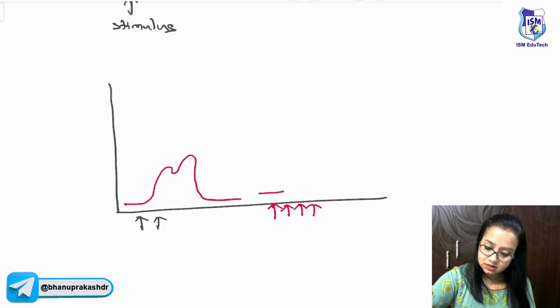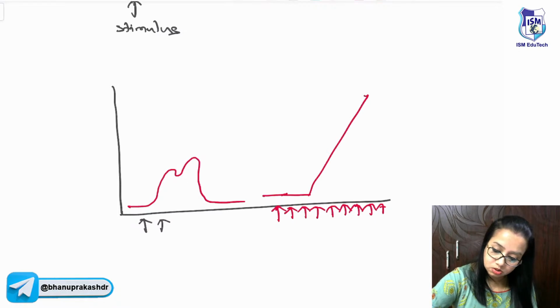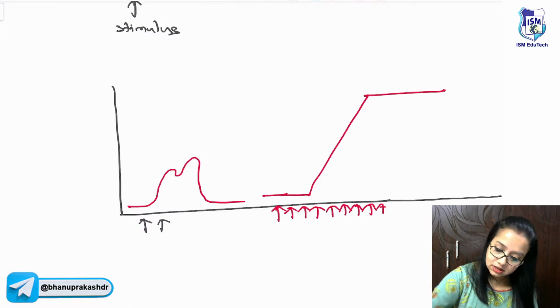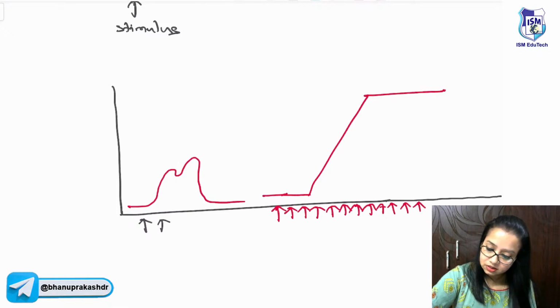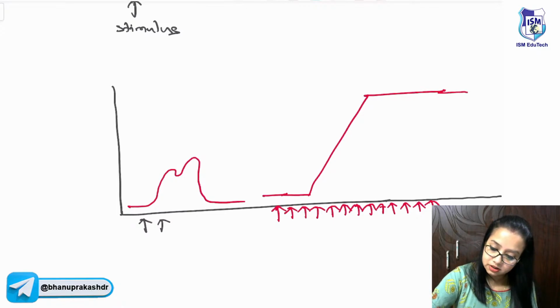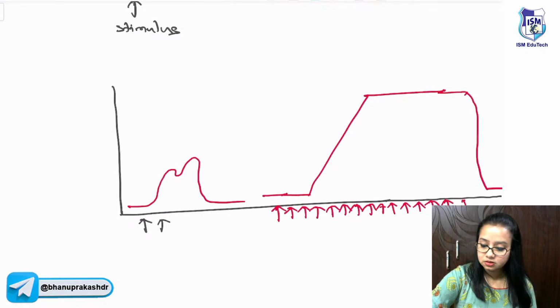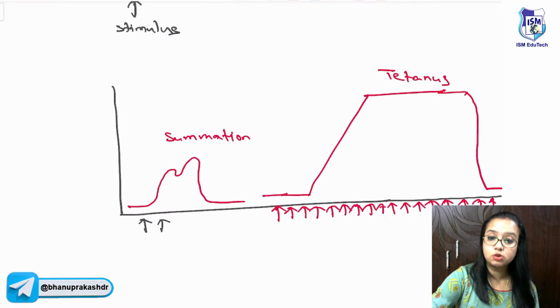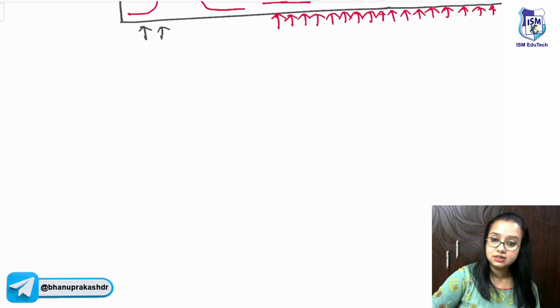Then the muscle fiber may just go into tetanus. If constant repeated stimulus is given, it may just go into tetanus, and for a prolonged period of time there may be contraction until it falls down. So these are some characteristics: summation and tetanus, like prolonged contraction which is not desired.